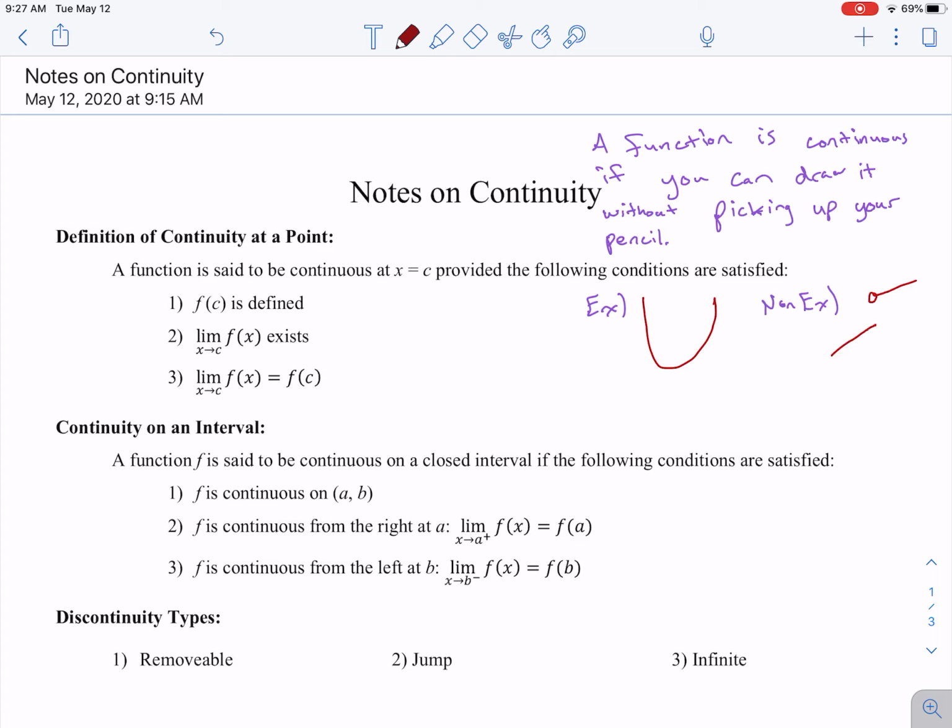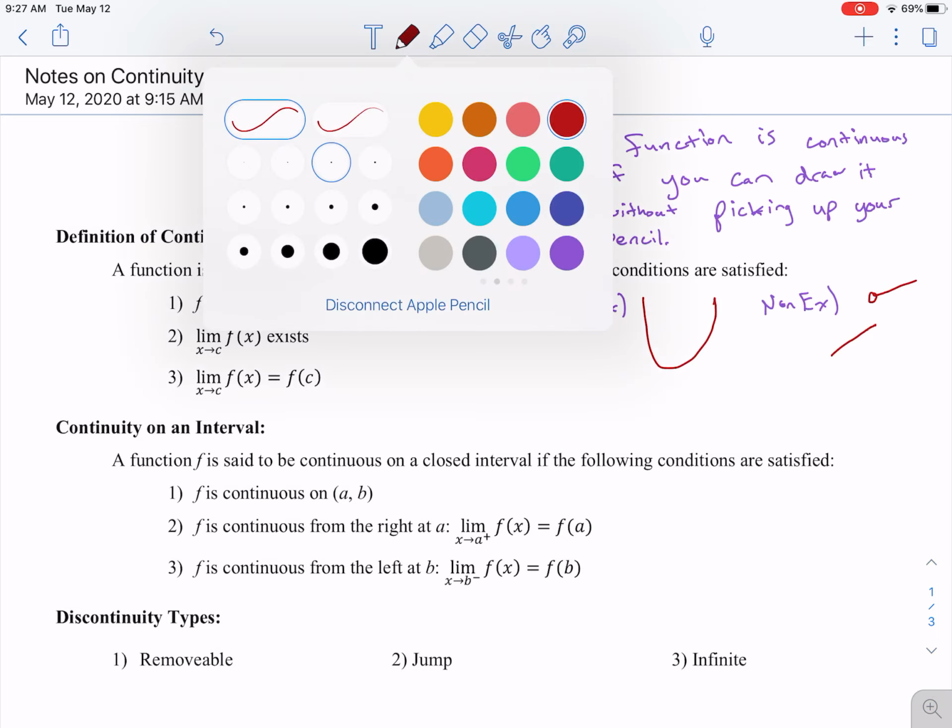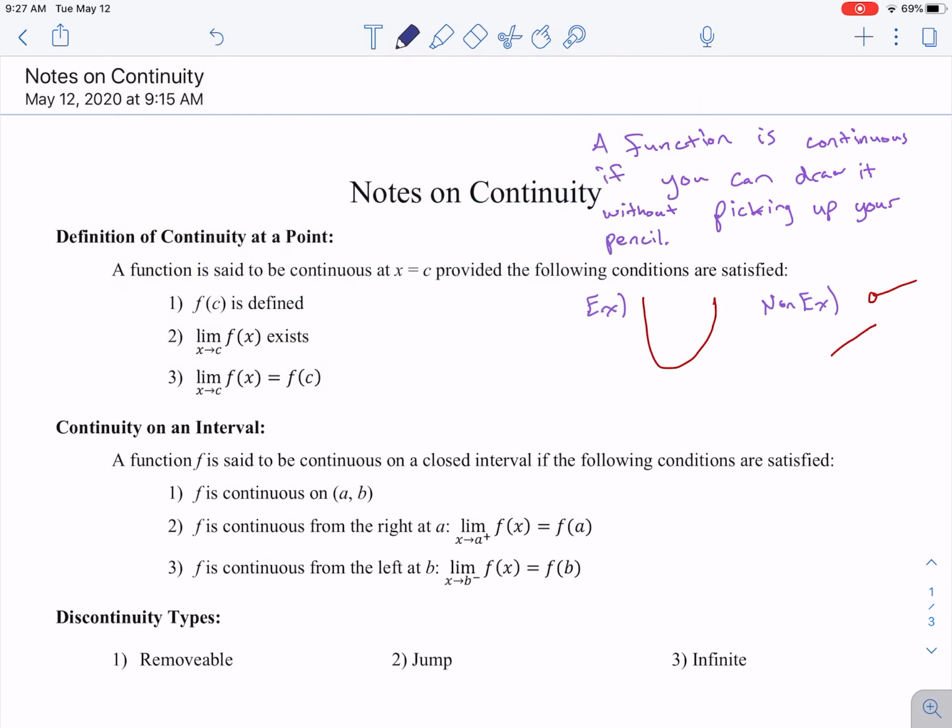Okay, so there's a technical definition that we use whenever we have to prove that something is continuous, and it's right here. A function is said to be continuous at x equals c. So that c just means a number, like 2, for instance, provided the conditions are satisfied. That function is defined at that c value, so like f of 2 is defined, and the limit as x approaches c of f of x exists, which is the same thing as saying the limit as x approaches 2 exists, and then these two values, pretty much 1 and 2, match up.